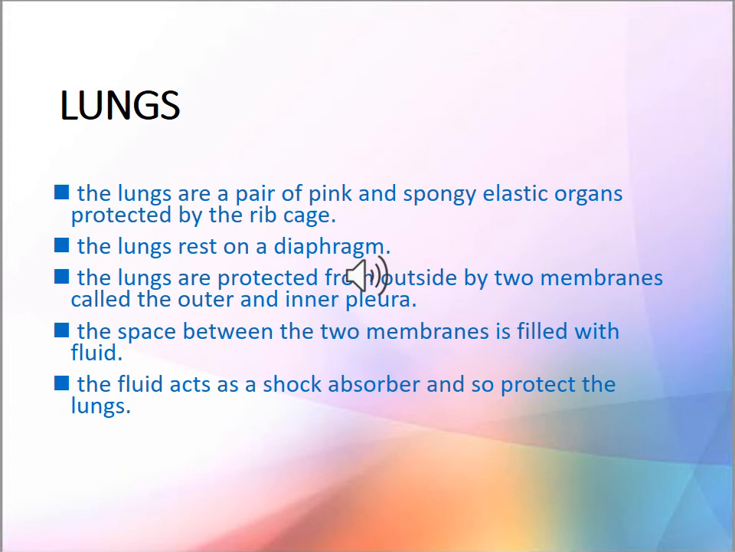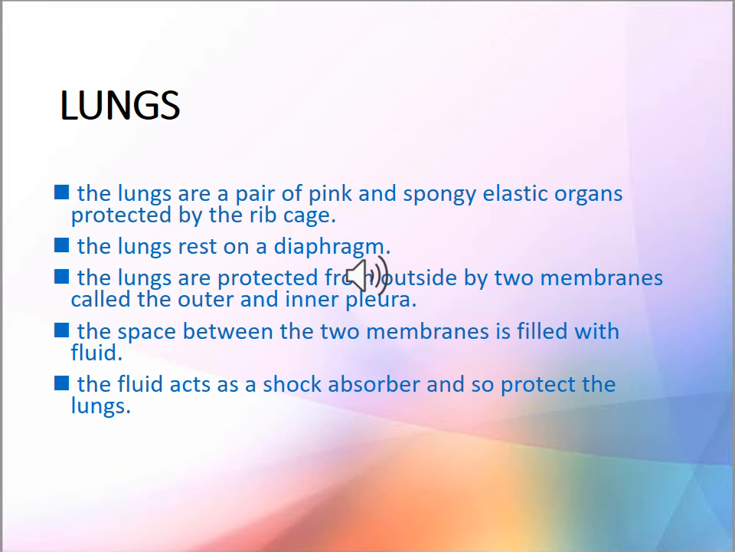The most important organ needed for the respiration process is the lungs. So what are the features of lungs? The lungs are a pair of pink and spongy elastic organs protected by the rib cage. So lungs are protected by the rib cage. The next point, the lungs rest on a diaphragm. The diaphragm is nothing but a muscular organ where the lungs can rest, and this diaphragm has divided our body cavity into two cavities. The first one is the chest cavity and the next one is the abdominal cavity. So this is all about the diaphragm.